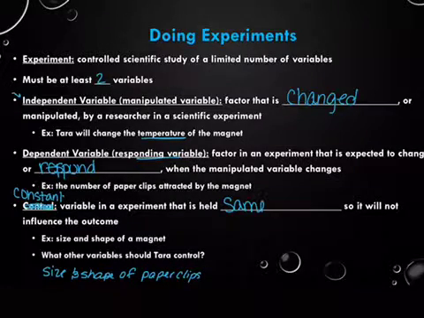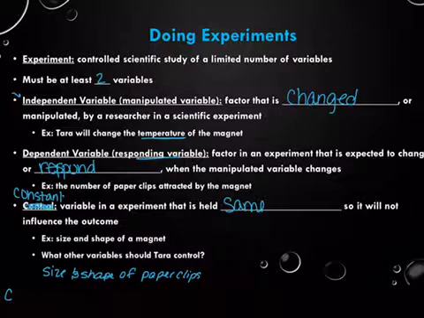So when she does her experiment before she cools the magnet down, she can't change the size or the shape of the paper clips from that experiment to after, for when she cools the magnet down. Those paper clips need to stay the same for both sets of experiments.